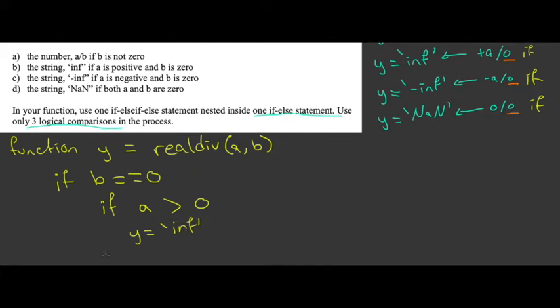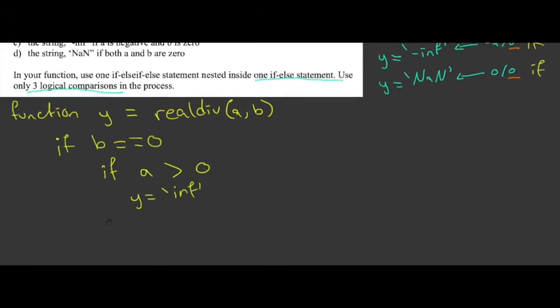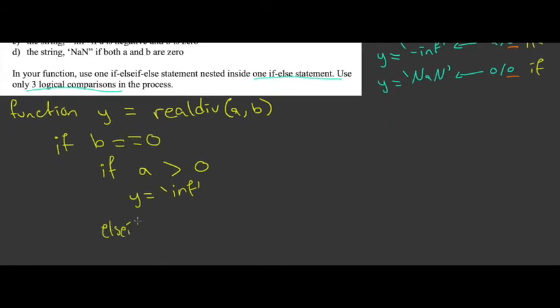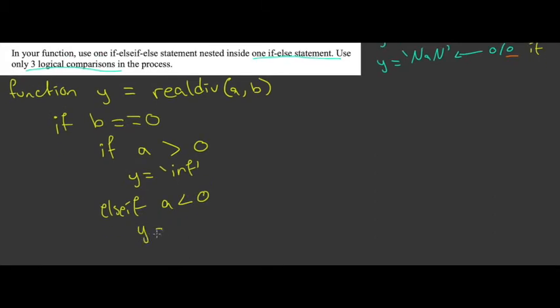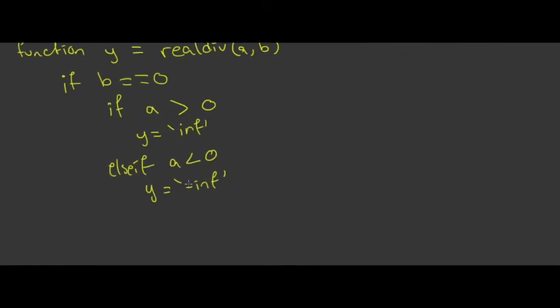Then we're going to have our second possibility, else if a is less than 0. So we have a negative number. We get y equals the string 'negative infinity'. Now, if a is either positive or negative, the only other option is that a is neither positive nor negative. So that means it's equal to 0. So else, and that would assume that a is equal to 0. And if we have a 0 divided by 0, that means we have y equals the string 'NaN'.